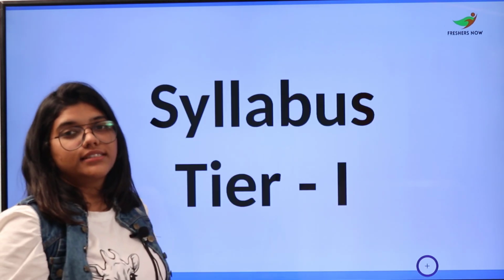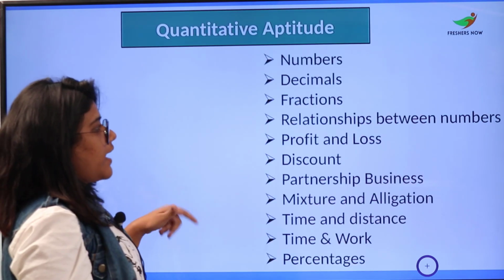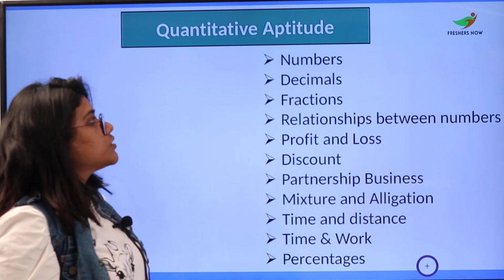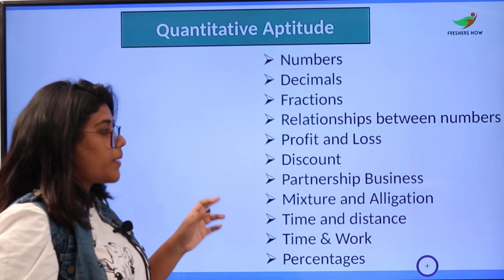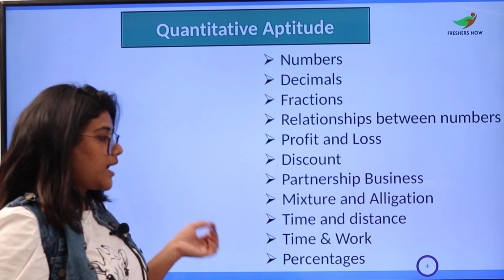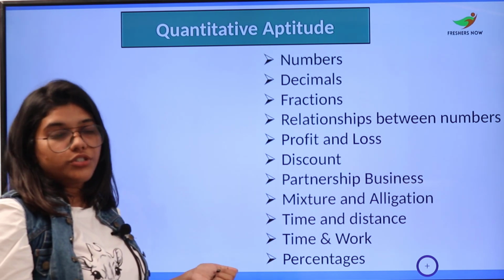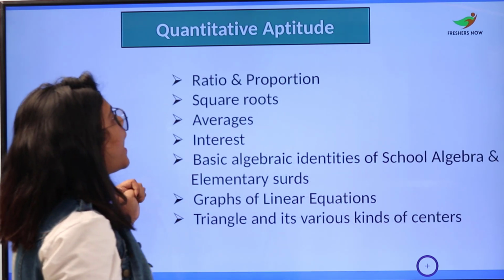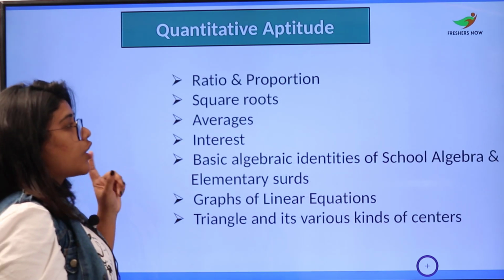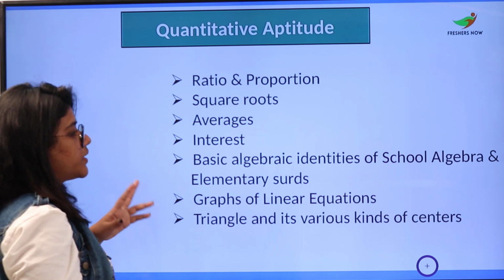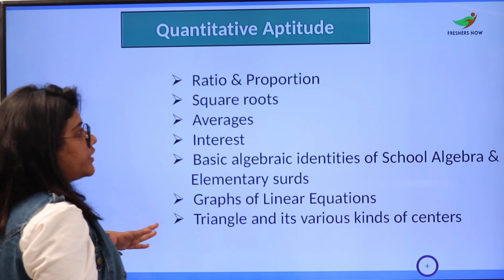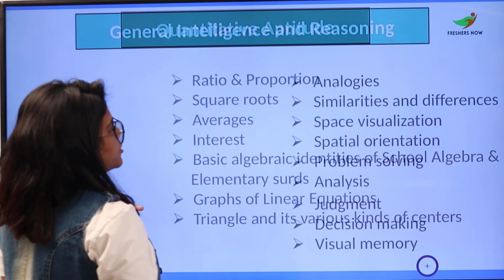Now let us see what is the syllabus for tier 1. Quantitative aptitude topics are as follows. Number 1 is numbers, decimals, fractions, profit and loss, discount, partnership, business, mixture and allocation, time and distance, and rest of the topics which are mentioned here on the screen. And these are the rest of the topics for quantitative aptitude, which covers averages, interest, basic algebraical identities, graphs of linear equation, ratio and proportion, etc.